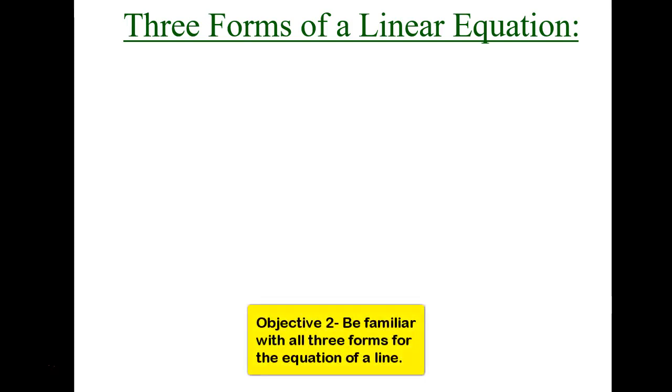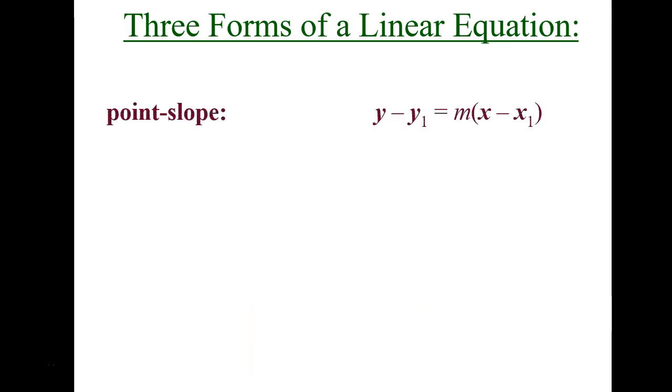Writing the equation of a line, there are 3 versions or 3 formats for a linear equation, so make sure you're familiar with all of these. The first one I think is probably the easiest to use, so this is usually the one I start with: point-slope form of a line, and that would be y minus y1 equals m times x minus x1. M, of course, is always going to be slope in these, and then x1 and y1 refer to a point on the line. It can be any point on the line.